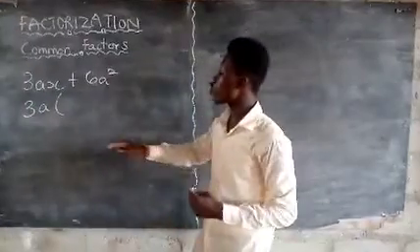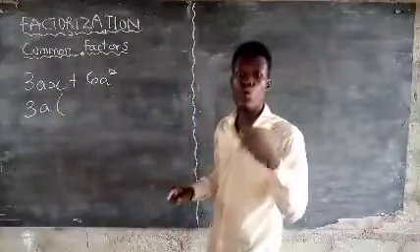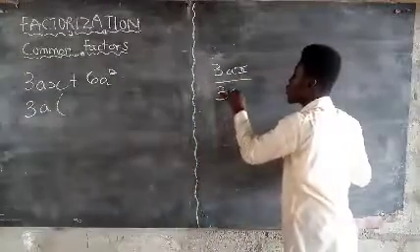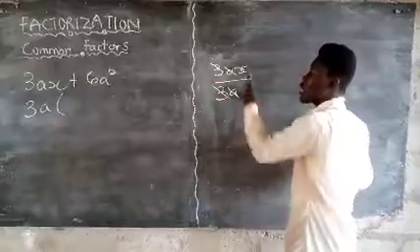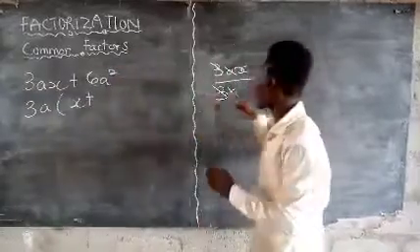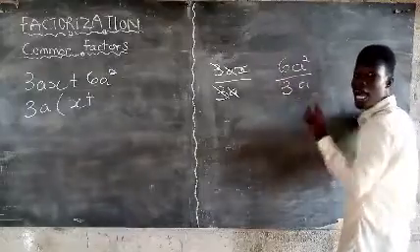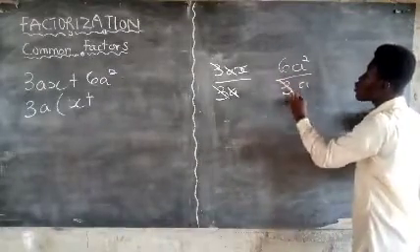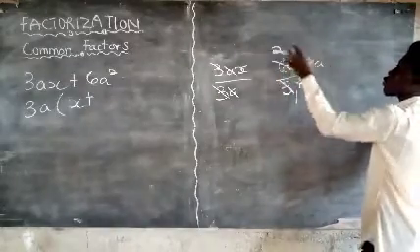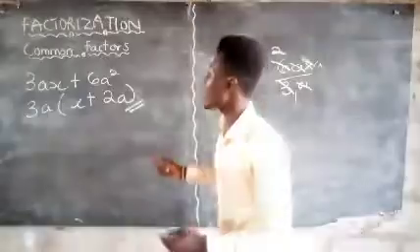For us to be able to factorize this, we divide each of the terms by our common factor. So we divide the 3ax by our common factor, which is 3a. So a cancels a, 3 cancels 3, leaving us with x. Then we bring our plus sign. Then we divide our second term also by our common factor. So our 6a squared divided by our common factor, which is 3a. 3 goes into 3 once, 3 goes into 6 twice. a squared is the same as a times a. So a cancels a, leaving us with 2a. So over here we have 2a, and there we go. This is our answer for factorizing common factors.